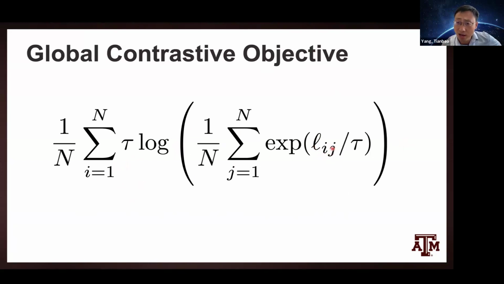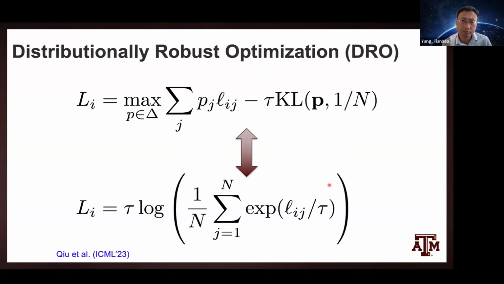So this LIJ is based on the target model, right? You have a target model, you have the embedding, you compute similarity, and then you get the pairwise loss. So how can we leverage the reference model to improve the training?